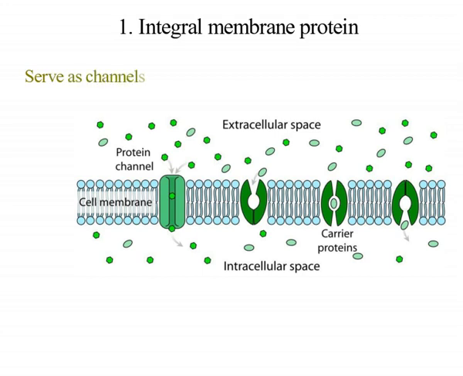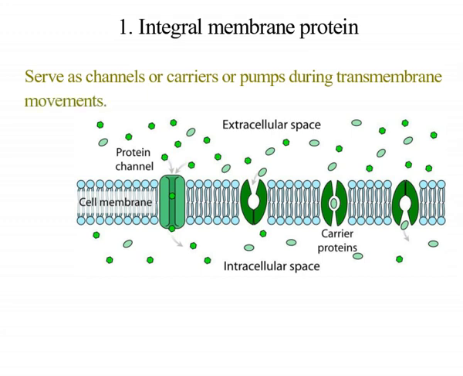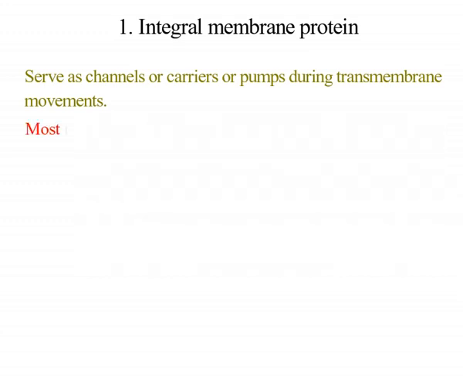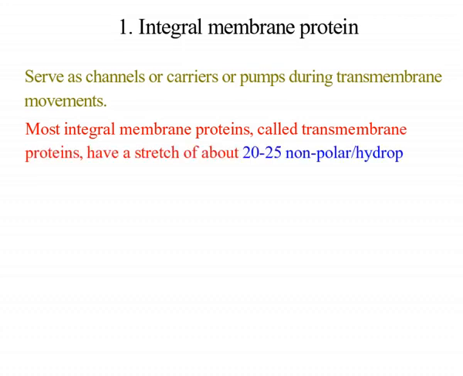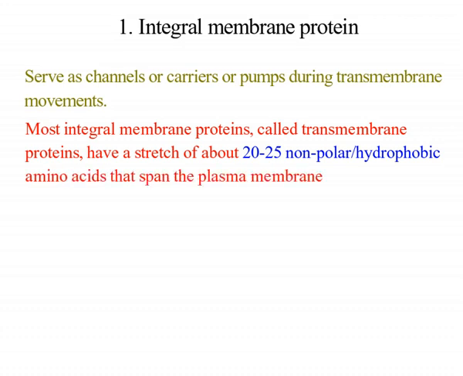The integral membrane proteins in the form of transmembrane proteins serve as channels, carriers, or pumps during transmembrane movements. Most integral membrane proteins, called transmembrane proteins, have a stretch of about 20 to 25 non-polar or hydrophobic amino acids that span the plasma membrane.